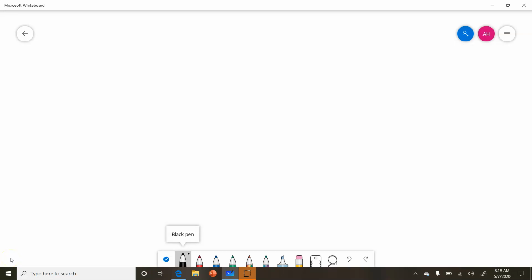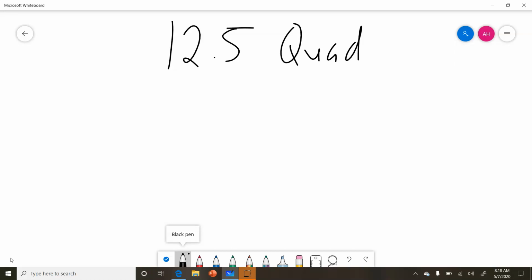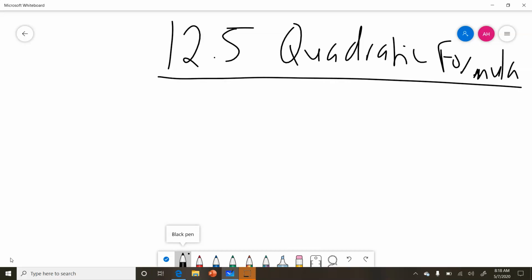Here's the beginning of a new week, and so we're going to do a new lesson. It's 12.5, and this is on the quadratic formula. The reason we're skipping ahead to this is because you will use this in Algebra II especially, and you're going to use it a lot. So we want to make sure that we understand what we're doing.